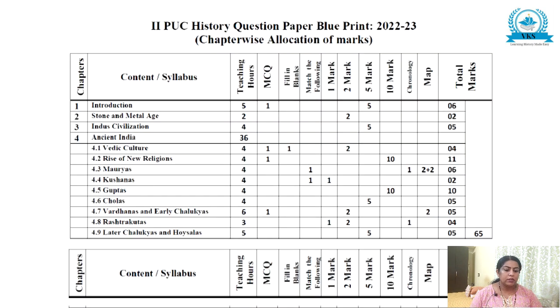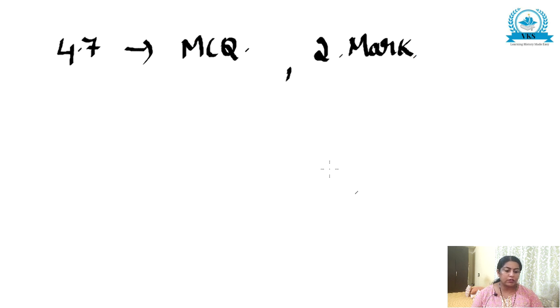After that, chapter 4.8 Rashtrakutas. From this, one 1-mark question, one 2-mark question, and one chronological order event can come. A 1-mark and a 2-mark question can come from chapter 4.8 Rashtrakutas.